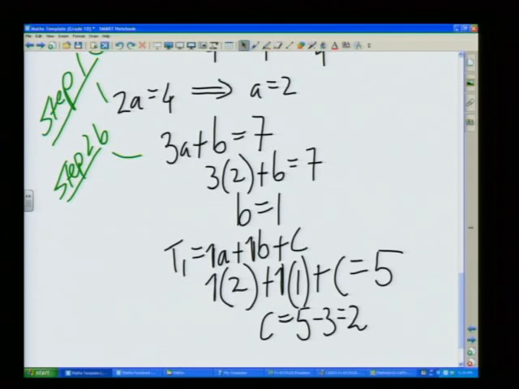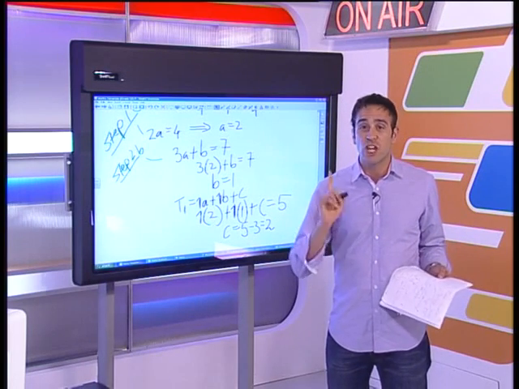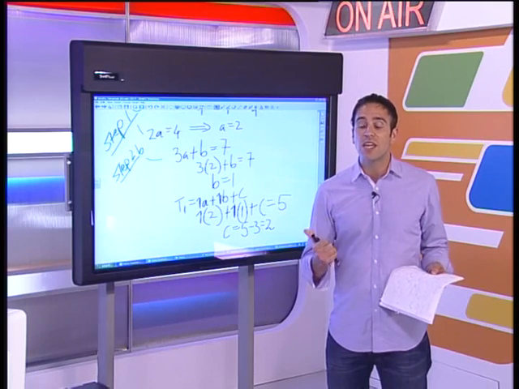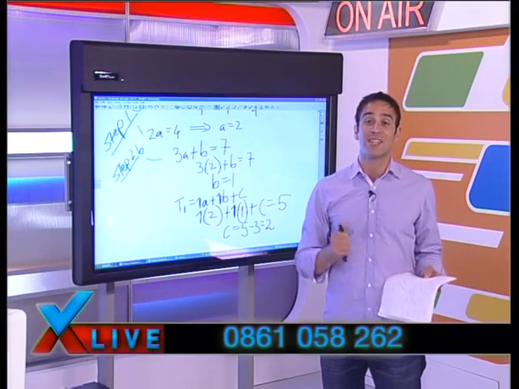And what I've now done is solved for a, b, and c. The question asked me for the general term, and that means that I need to now write Tn is equal to an squared plus bn plus c.